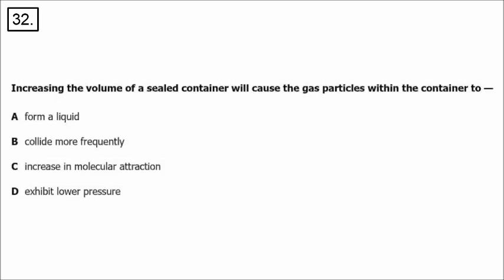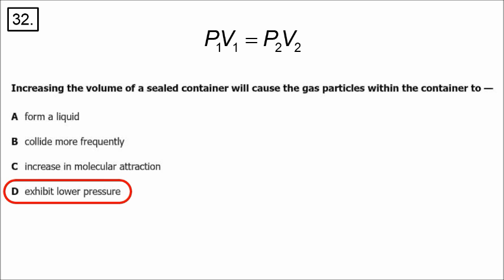All right, this question is talking about what happens when we increase the volume of a sealed container that has a gas in it. Now remember that earlier we talked about a direct relationship between volume and temperature. So when you heat a gas, it expands. But here this is about pressure and volume. That's an inverse relationship between pressure and volume. So when you increase the pressure on a gas, you can decrease the volume. But here, if we increase the volume, that's going to decrease the pressure. So the correct answer is D, exhibit lower pressure.